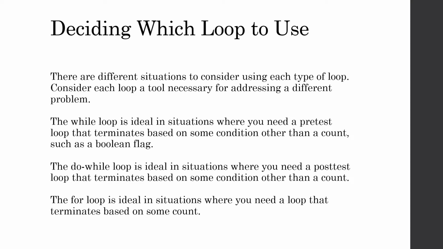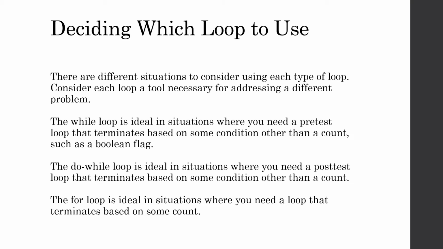To briefly go through this, the while loop is ideal in situations where you need a pretest loop that terminates based on some condition other than a count, such as a Boolean flag. A good example of this was when we were dealing with those sentinel values for calculating running totals, where we don't necessarily know how many items the user wants to add together or to process in some way. So instead we rely on a sentinel value and some kind of condition other than just saying, as long as this value is less than some upper limit or greater than some lower limit. So the while loop is ideal for those kinds of situations.